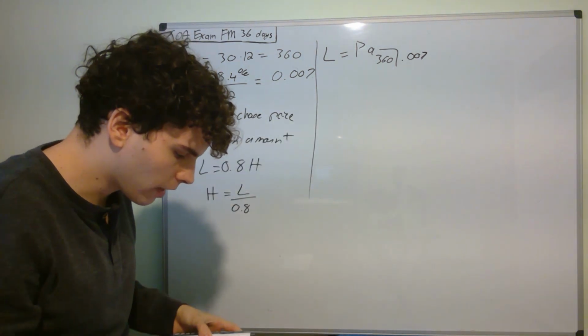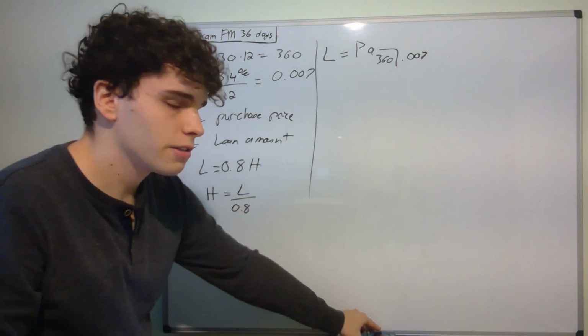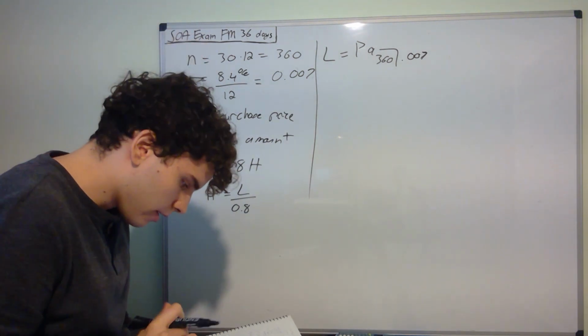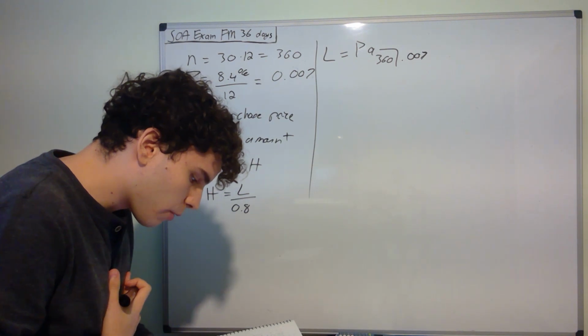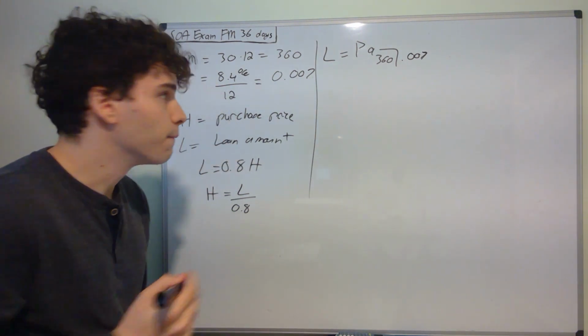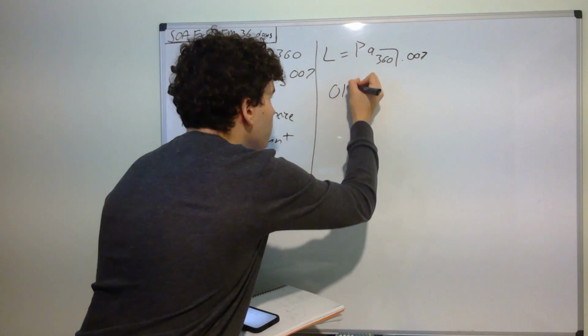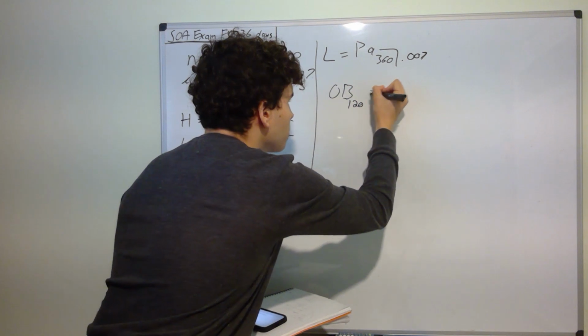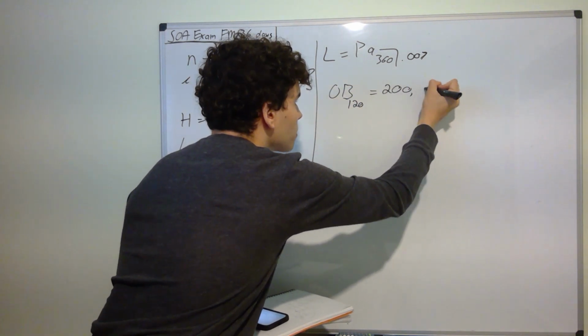Okay, now that we have that down, what can we do with the rest of the information it has given us? It says she notices that 1/3 of the way through, the mortgage will still owe $200,000. So we have an outstanding balance, B, at time 120 equals 200,000.